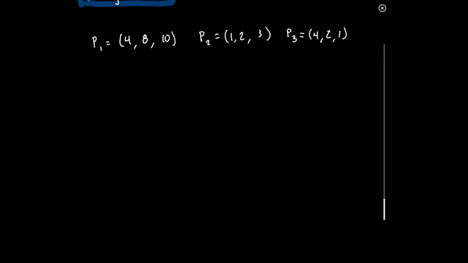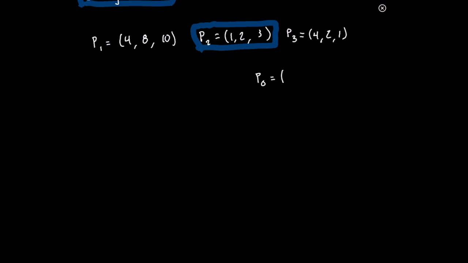All right. So, well, we need two components. We need a point, and we could pick any one of these, right? Let's just pick this one, just for fun. Let's pick P2, right? So P2 is going to be our P naught. Let's say P naught equals 1, 2, 3. Great. Now, what is our normal vector? No idea. Let's figure that out.